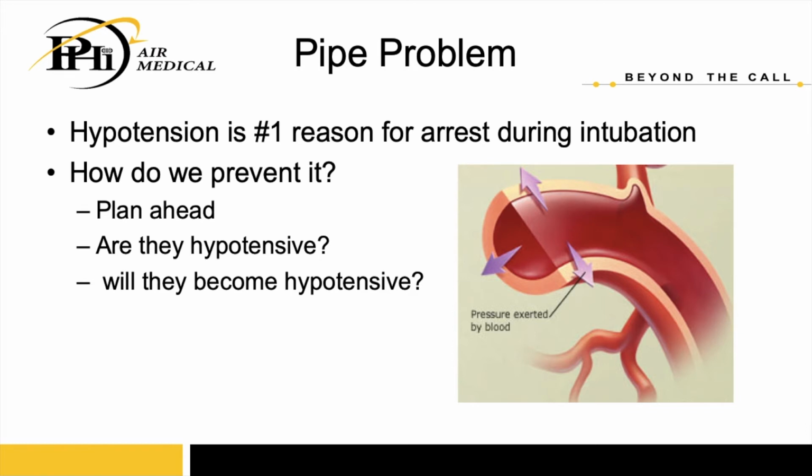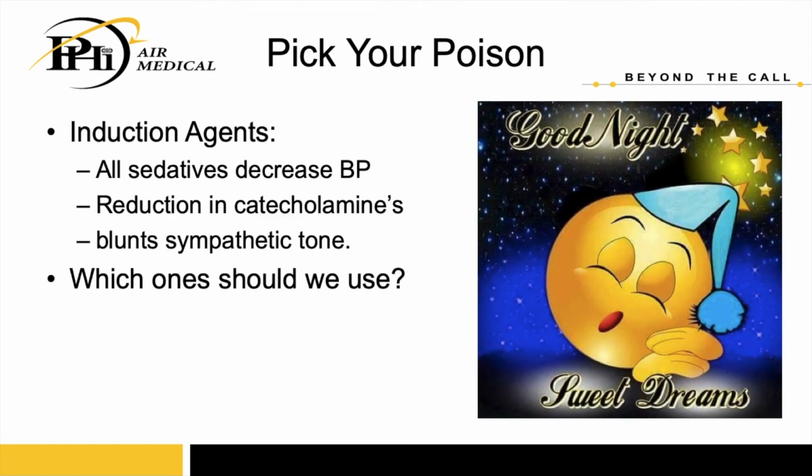So we need to make sure that we are prepared for her to become hypotensive by probably preventing it from happening in the first place with some sort of pressor. So let's talk about picking your poison, or looking at your different induction agents.